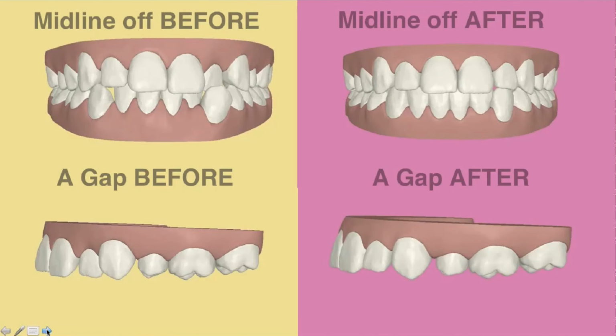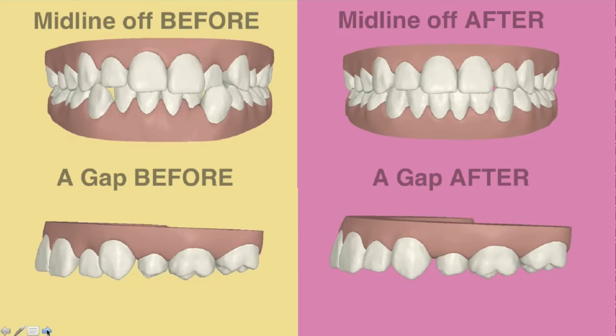That was what his goal was. But with this ClinCheck, here's before on the left and after on the right, the midline was still off. He straightened the teeth mostly, but he still had the midline off. He didn't accomplish his main goal. And there was a gap between tooth number 11 and 12 before and a gap after. So he did straighten the teeth, but he didn't reach his goal. And I pointed out that that's not exactly what the mouth wanted.